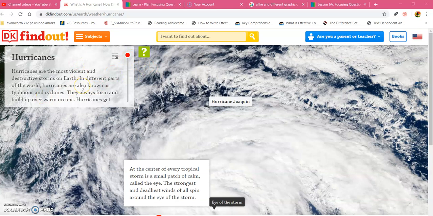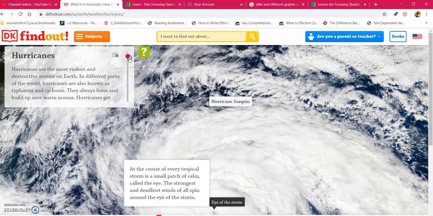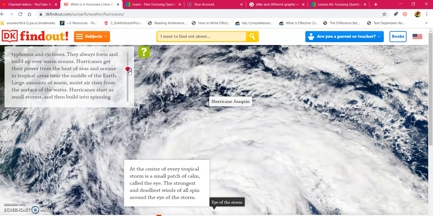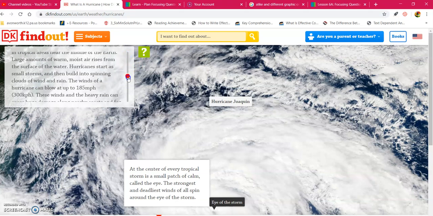I see some information about hurricanes, what people call them, the ocean. Oh, look here. Hurricanes start as small storms and then build into spinning clouds of wind and rain. The winds of a hurricane can blow at up to 185 miles per hour. That's a great fact. I'm going to record that fact on my graphic organizer.